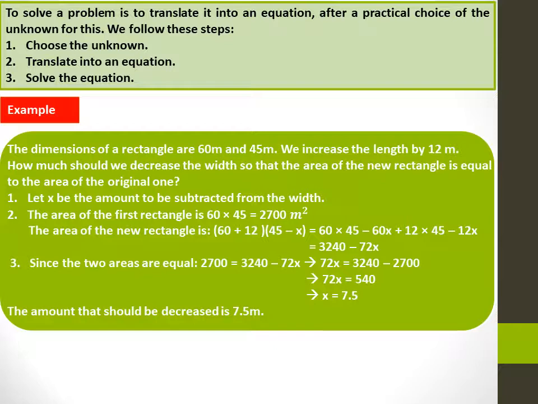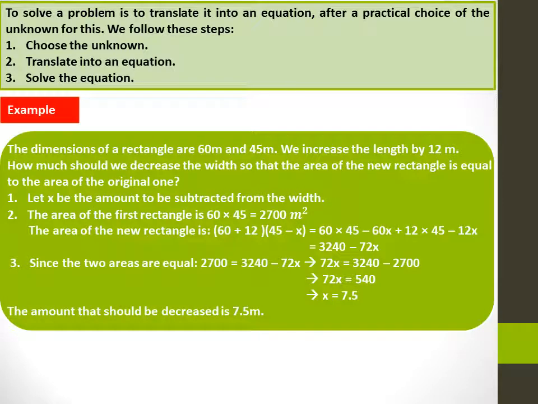2. Let's translate into an equation. The area of the first rectangle is 60 times 45, which is equal to 2,700 meters squared. The area of the new rectangle is 60 plus 12, which is the new length, times 45 minus x, which is equal to 3,240 minus 72x. Since the two areas are equal, then 2,700 is equal to 3,240 minus 72x.